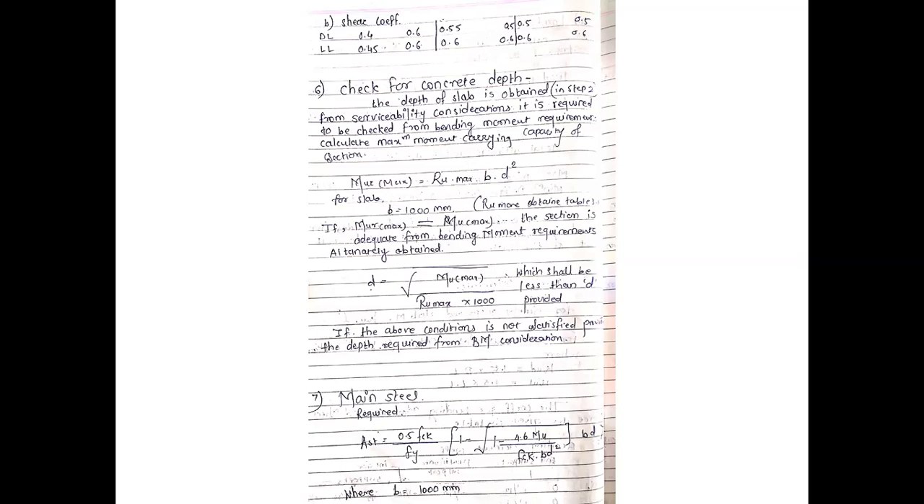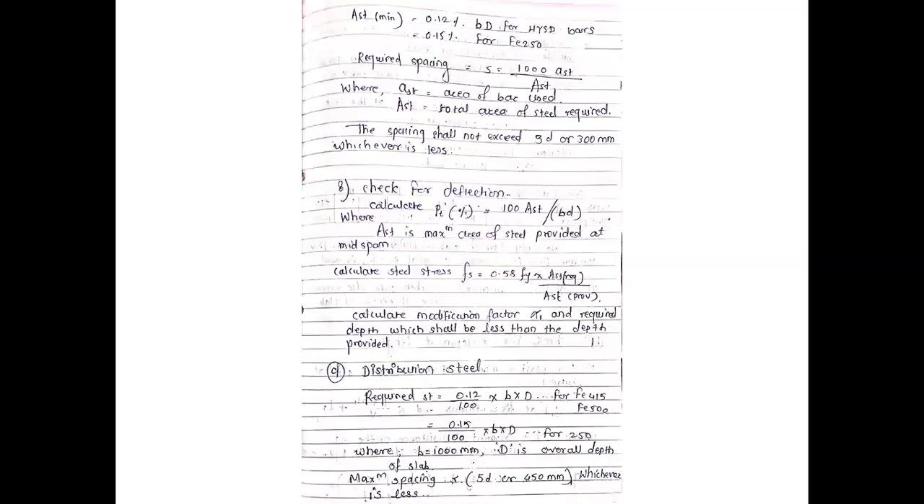Then 7 is the main steel provided. Main steel required: Ast is equal to 0.5 fck upon fy into 1 minus under root 1 minus 4.6 Mu upon fck bd square, into bd, where b is assumed as 1000 mm. Then Ast minimum is equal to 0.25% bd for HYSD bars, and 0.15% for Fe250.